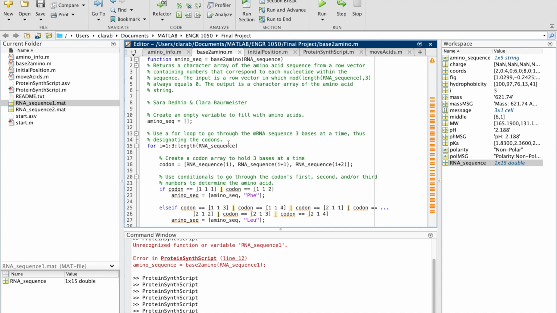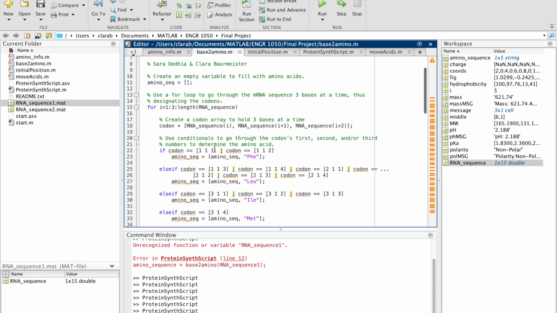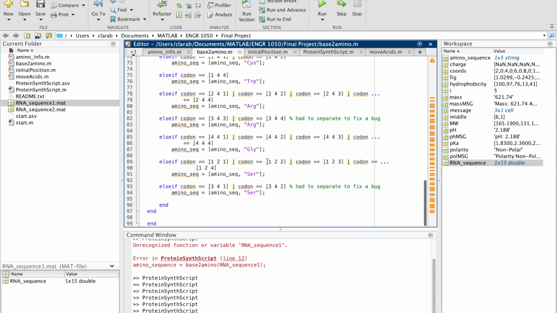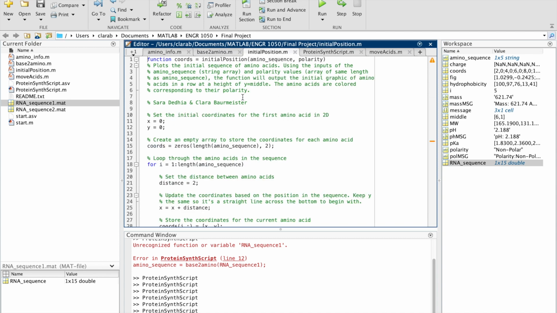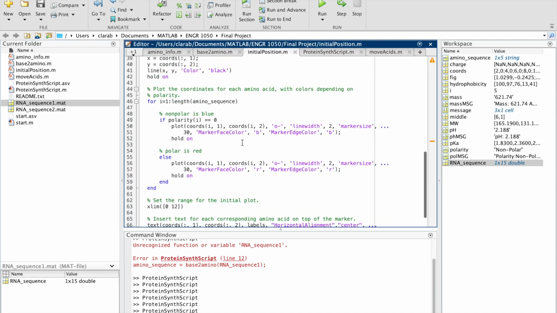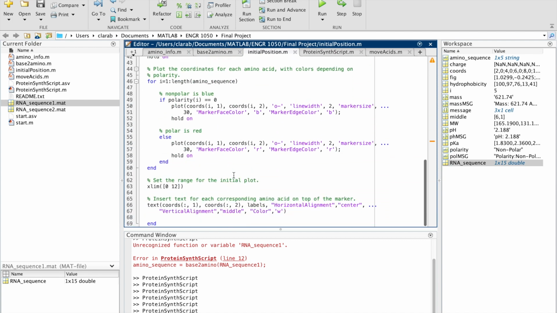This function is very reminiscent of our past homework, which basically takes the 3-digit codon and turns it into what the amino acid is, and creates the amino sequence output, which is used in the following ones. The initial position function is meant to create the string of amino acids and plot them.